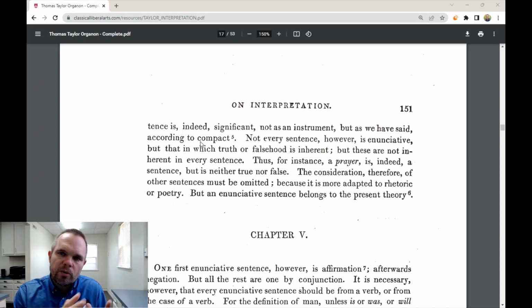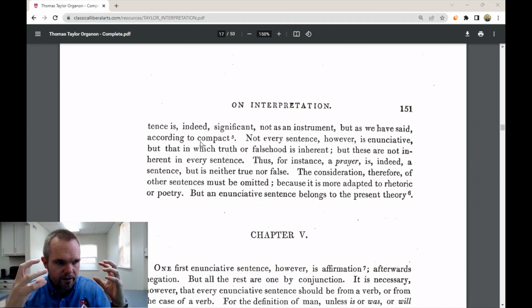So what we're doing here in chapter 4 is we're getting to the focus, the topic on interpretation, which is the study of enunciative speech. We started with the parts, we learned about a noun, we learned about a verb, we then learned about how nouns and verbs are compounded to form sentences, and this is an operation of the mind. These simple ideas are joined together in our minds, and when we articulate that, we have a sentence or speech.